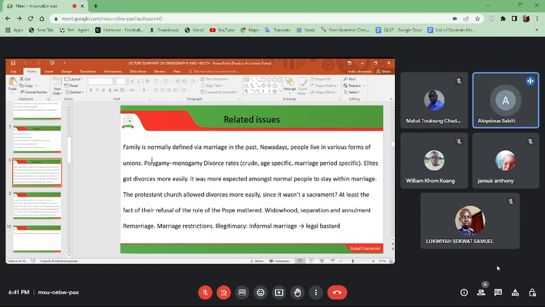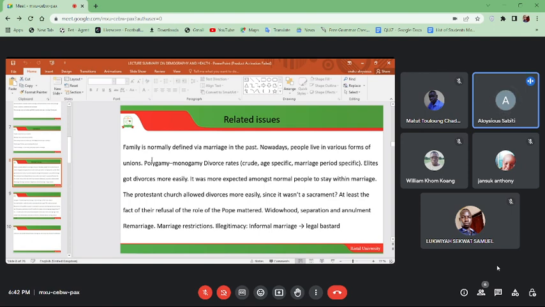Most times, in our past, a family was marriage. When individuals got married, it meant that they were now in a family. However, today the pattern has shifted. There are issues of polygamy. There are issues of monogamy. There are issues of rate, which can be measured. You can measure your divorce, polygamy or monogamy rate through the crude method, the age specific, and the marriage period specific.